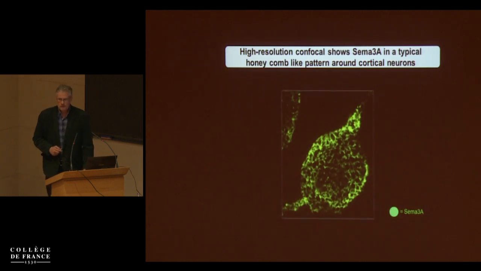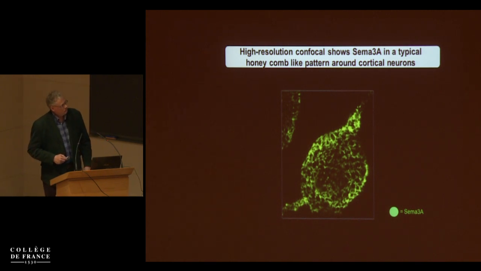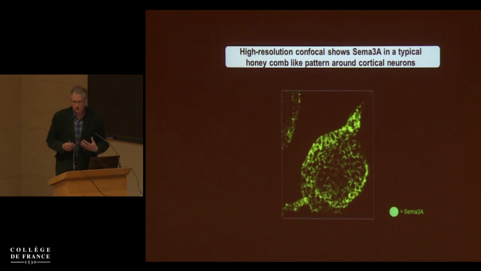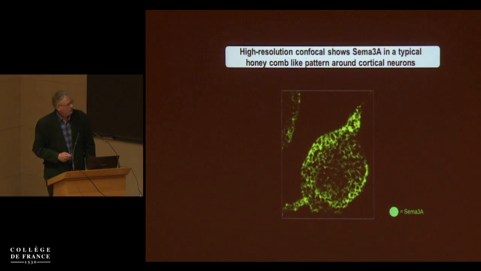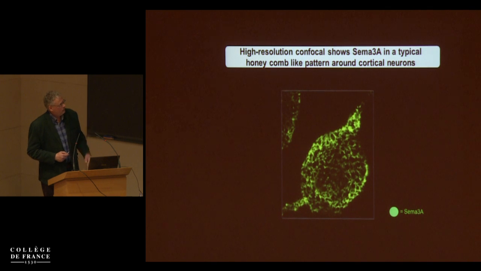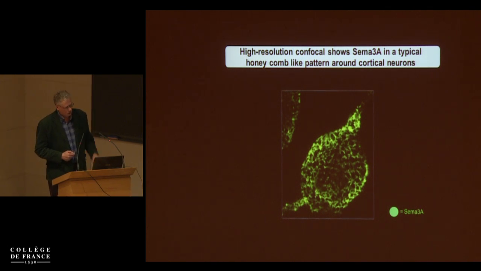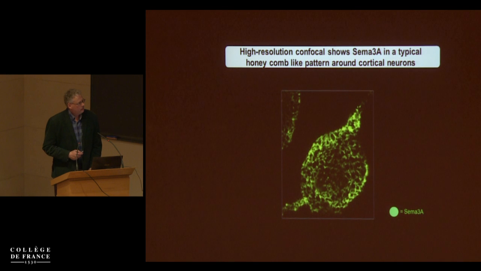When you look at very high magnification confocal images, the semaphorin 3A distribution was also showing this typical honeycomb-like pattern that has been recognized, observed and published by many, many people. And this really, together with the co-localization studies, made us think that semaphorin 3A is a component of perineuronal nets.